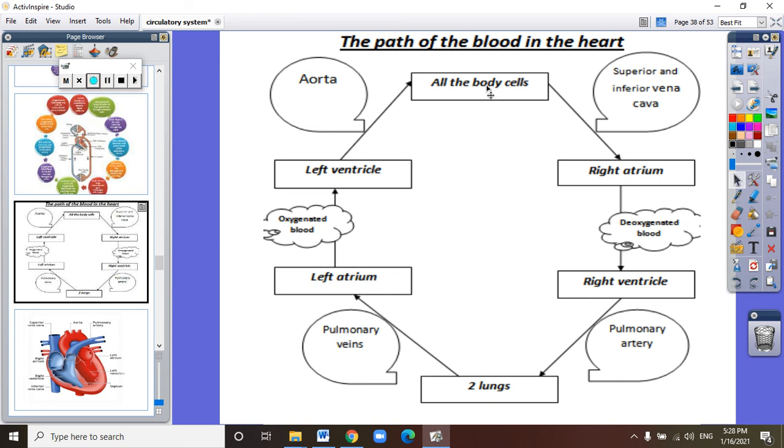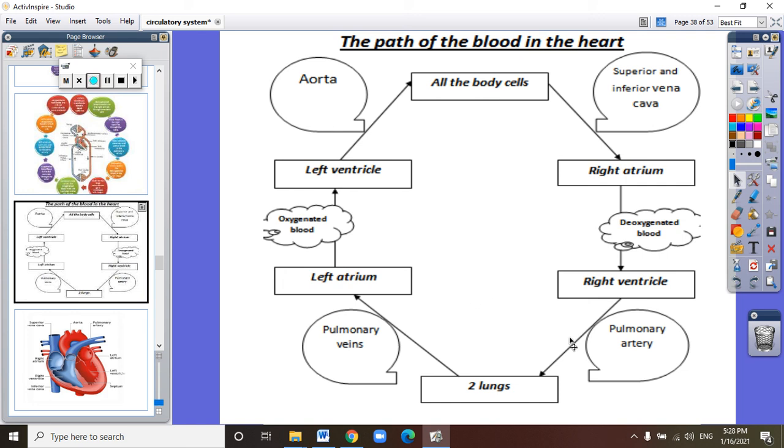One more time, from all the body cells, the superior and inferior vena cava take the deoxygenated blood to the right atrium, to the right ventricle, to the pulmonary artery that pumps the deoxygenated blood to the lungs. The lungs take the carbon dioxide from the blood and give the blood oxygen gas and change the blood to oxygenated blood. So the oxygenated blood returns back to the left atrium by the pulmonary veins, from the pulmonary veins to the left atrium to the left ventricle, and the oxygenated blood is pumped to all the body cells by the aorta artery. Okay?